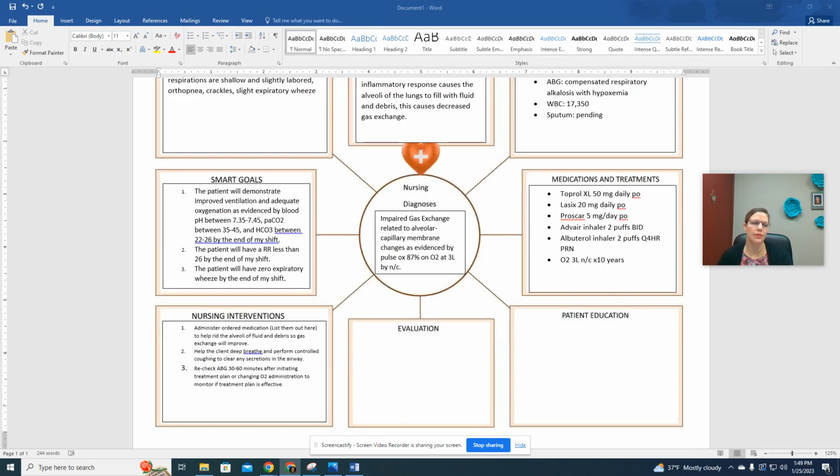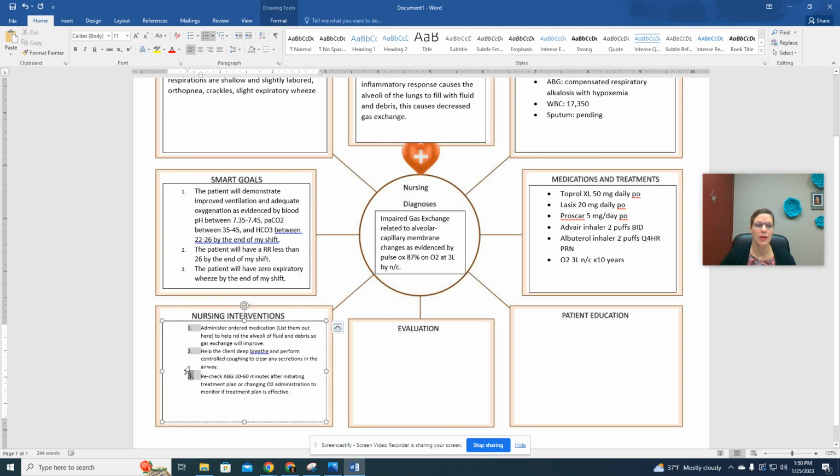Okay, so I chose, number 1, administer ordered medication, and then I would list them out, the ones that are going to affect this particular problem, to help rid the alveoli of fluid and debris so gas exchange will improve. Notice how I included the intervention plus the rationale. Number 2, help the client deep breathe and perform controlled coughing to clear any secretions in the airway.